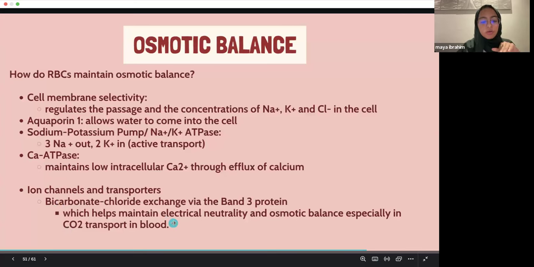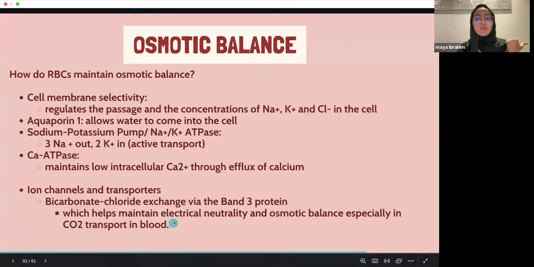And we also have ion channels that we talked about and transporters. The transporters, such as the one that we just talked about before, the band 3, which is the anion exchanger that exchanges Cl for bicarbonate. And this maintains the pH in the RBC, all right?